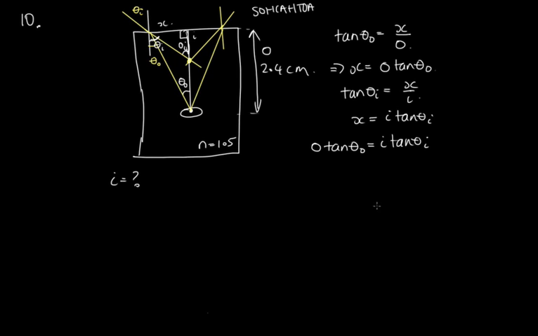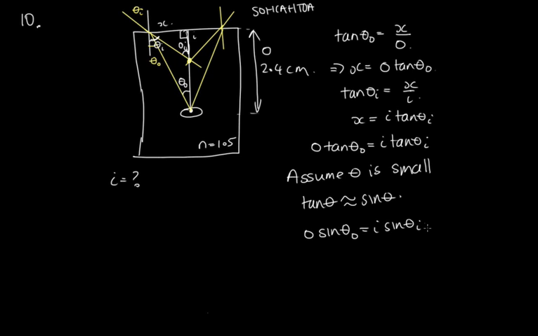Okay, now we have to use a little bit of maths. For small angles, which we're assuming this is, the insect isn't really very big compared to the 2.4 centimeters. So if we assume theta is small, then tan theta is approximately sine theta. And so we've got O sine theta O is equal to I sine theta I. And so I on O is equal to sine theta O over sine theta I.